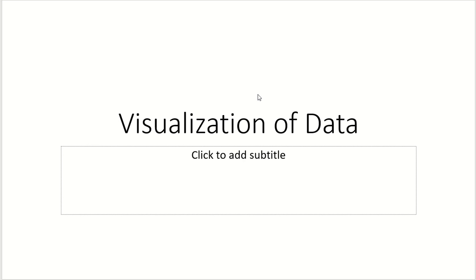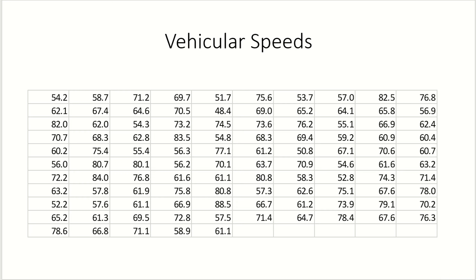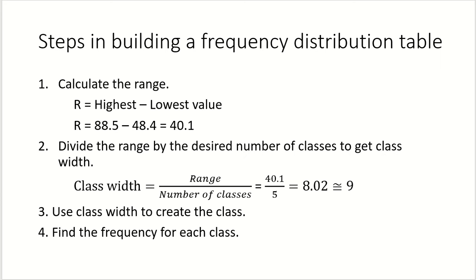And para ma-detect mo yung pattern, you need to summarize that either in a tabular way or in a picture. Okay, so how do you visualize your data? So say for example, ito vehicular speeds. You have several vehicular speeds, diba? You cannot make sense of that unless you summarize that. So how do you summarize that? So you can build a frequency distribution table. So how do you create or build a frequency distribution table?